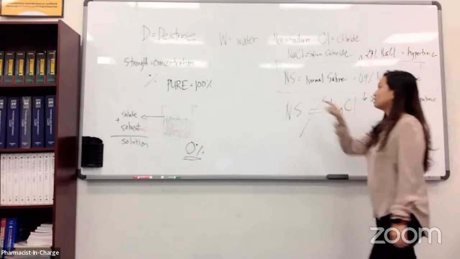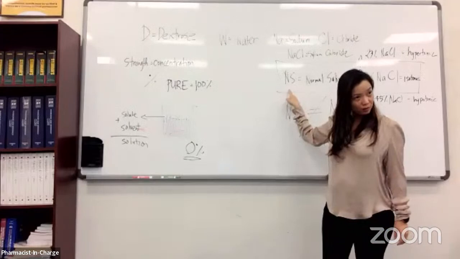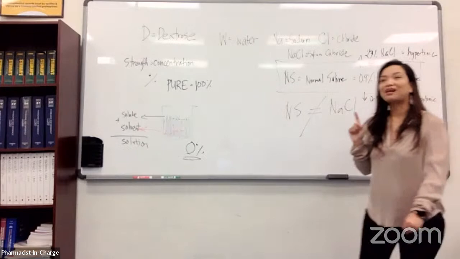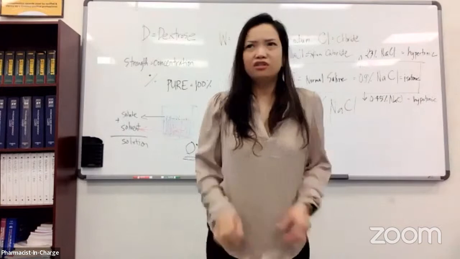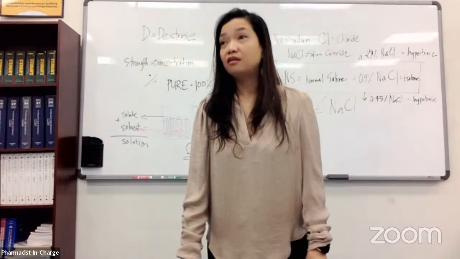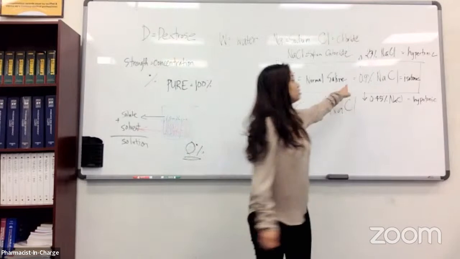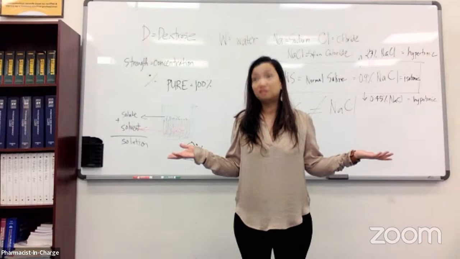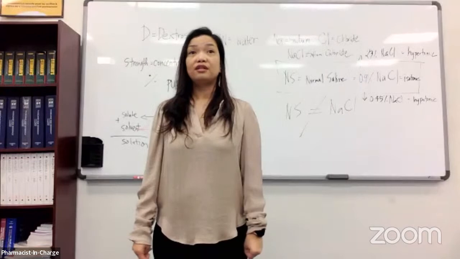Normal saline is not the same as sodium chloride. You gotta remember that. The normal saline will always be 0.9% sodium chloride. On the PTCE, they don't put that. They'll just put NS in there. Can you follow? Okay. Well, they just put NS in there and you don't know that it's 0.9. You can't, like, why is there only one variable? I can't solve this. You can if you know that it's 0.9% sodium chloride. Is that clear?